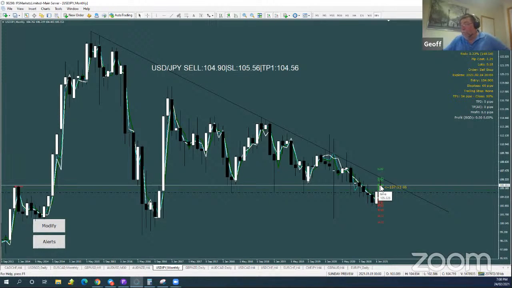But of course, if the dollar does continue to strengthen, which I doubt seriously, but there you go, anything can happen, then I'll be looking for a false break of this trend line. But I'm still keen to get short. And I hate dollar yen. Everyone knows I hate dollar yen.